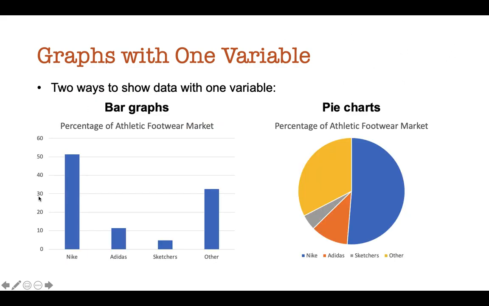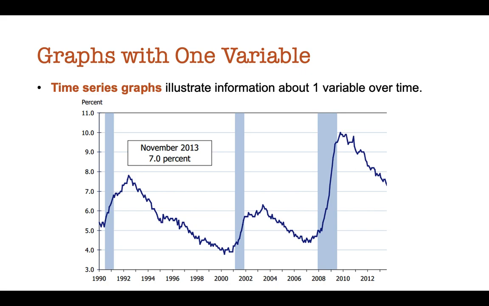We don't have a ton of bar graphs and pie charts, but hopefully you've seen those before and understand how to read them. If I give you a graph with one variable over time, it's probably going to be something called a time series graph.